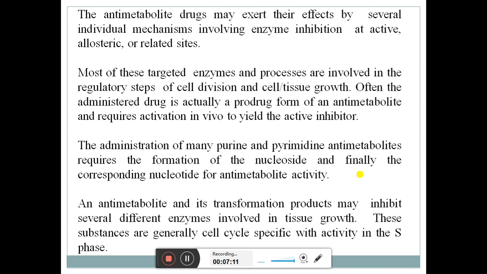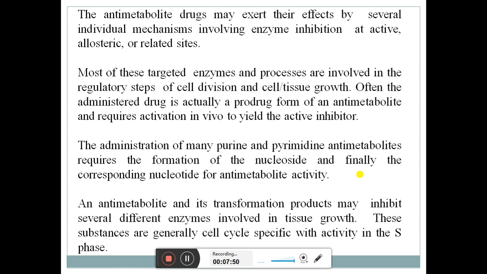So what do the purine and pyrimidine antimetabolites do? They require the formation of a nucleoside and finally the corresponding nucleotide for antimetabolite activity. An antimetabolite and its transformation products may inhibit several different enzymes which are involved in tissue growth, that is, growth of the cell.